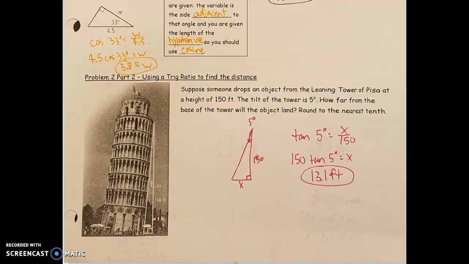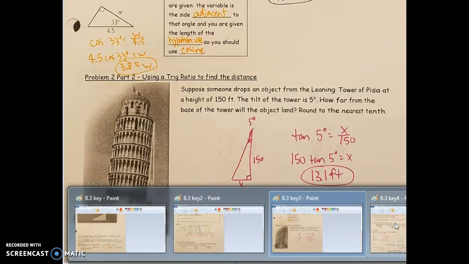If I'm using opposite and adjacent, I could do all the same work, but accidentally use sine. Not going to end up with the right answer. So that would have to be tangent.